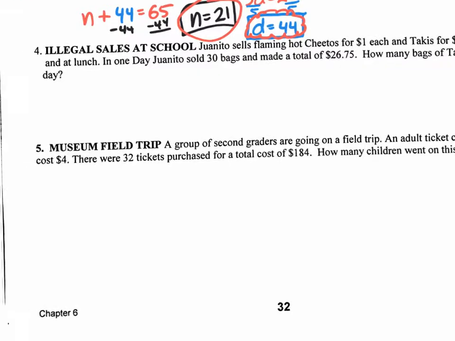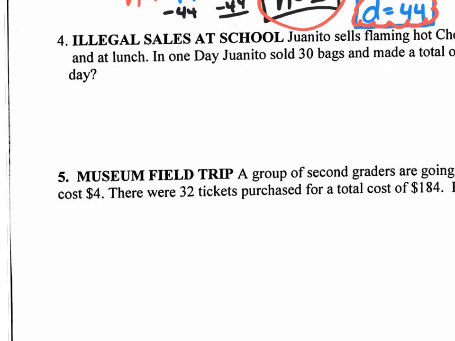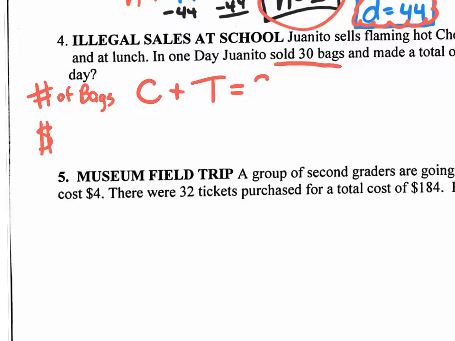Well, we need to create two equations. So what are we dealing with here? We're dealing with money for sure. Okay, so we're going to have to make an equation based on money. But we're also going to have to create an equation based on the number of bags. Number of bags. Okay, so we don't know how many Cheeto bags were sold. We don't know how many Takis bags were sold, but we know that together, how many were sold? A total of 30. 30 bags.